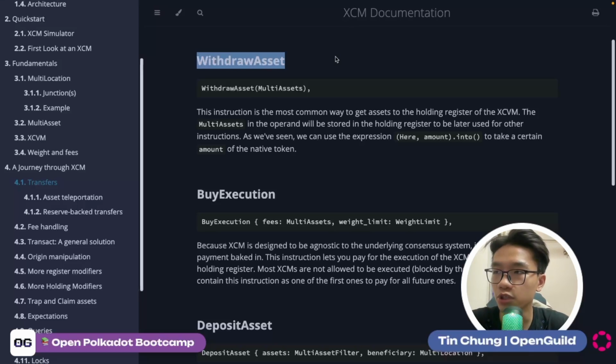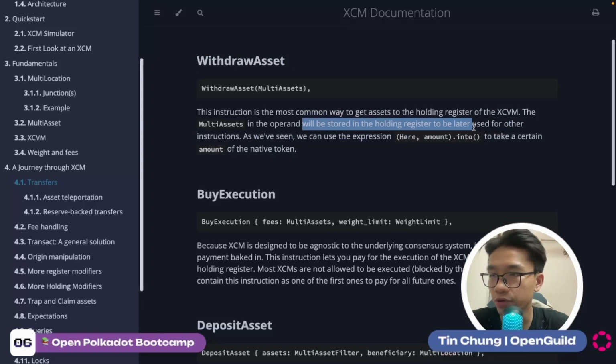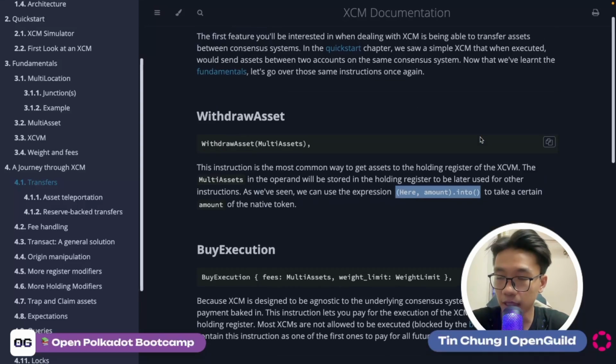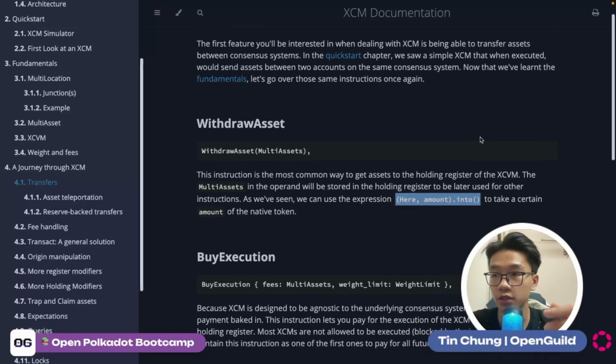The withdraw asset instruction is the most common way to get assets into the holding register of the XCVM. The multi-asset in the operand will be stored in the holding register to be later used for other instructions. As we have seen, we can use the expression here, amount, to take a certain amount of the native token. This here is the location of the asset that we already learned. So here is the parent, and the asset, and the amount is the value of the asset. What this means is it points to the asset of the current chain with the total amount.